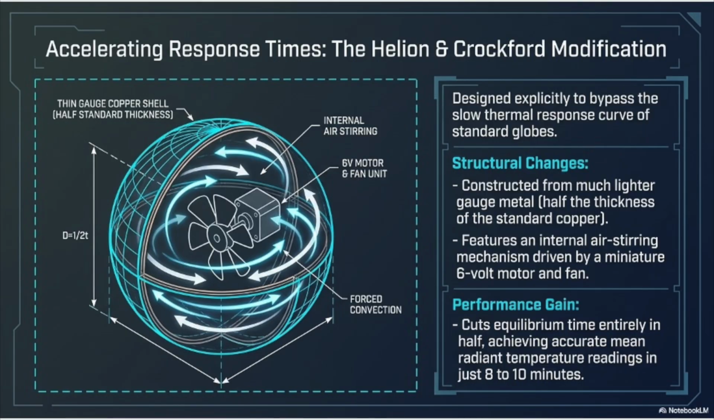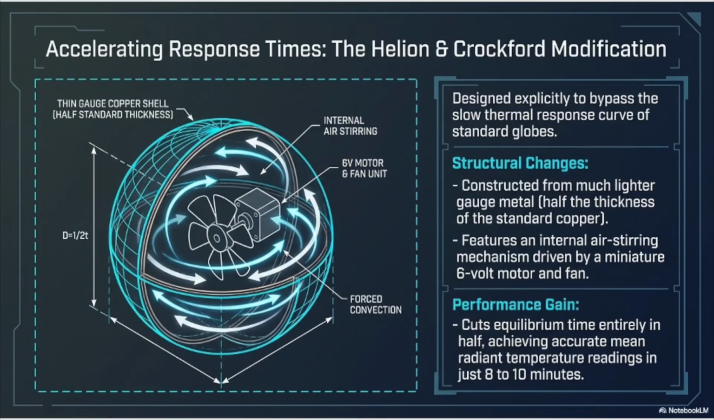This design is created explicitly to bypass the slow thermal response curve of standard globes. Structurally, it is constructed from much lighter gauge metal, half the thickness of the standard copper, and features an internal air stirring mechanism driven by a miniature 6-volt motor and fan. The performance gain is significant, cutting equilibrium time entirely in half, achieving accurate mean radiant temperature readings in just 8 to 10 minutes.